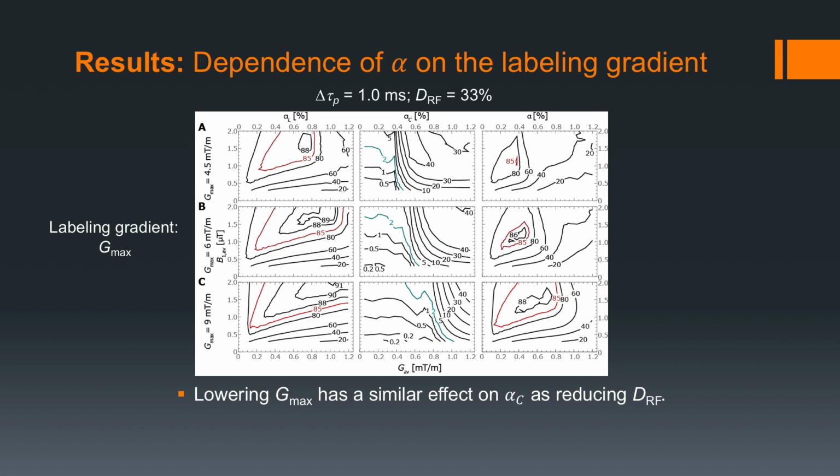The reason for the analogous influence of DRF and Gmax is that the angle between the effective magnetic field and the z-axis is influenced similarly by both. Imagine there would be an additional intrinsic magnetic field gradient, which shifts the actual G average in the first row from 0.4 to 0.6 millitesla per meter. Alpha would be diminished from 85 to about 50%.